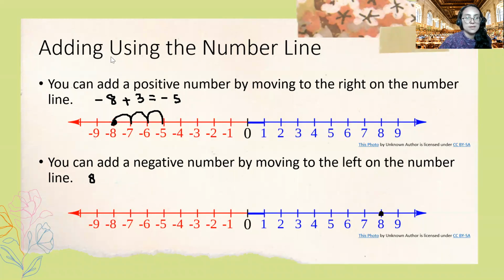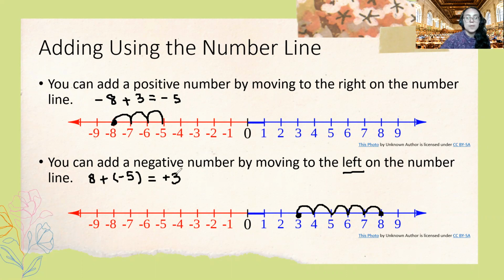By writing this 8 plus -5. Okay, so we're adding a -5. So because 5 is negative, we're going to move to the left on the number line. So I'm going to jump 5 times to the left. 1, 2, 3, 4, 5. And that would be our answer. 8 plus -5 is going to give me +3.